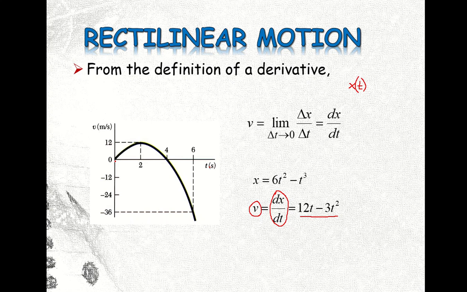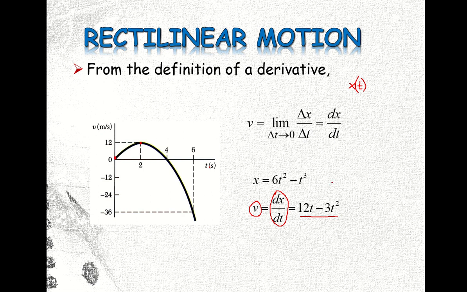But when t is equal to 2, so 12 times 2 is 24, minus 3 times 2 squared, so 2 squared is 4, times 3 is 12. So 24 minus 12 is 12. So that's what we have at this point here. Okay, so initially at this point, t equals 2.